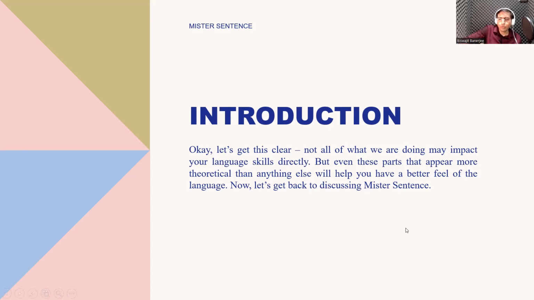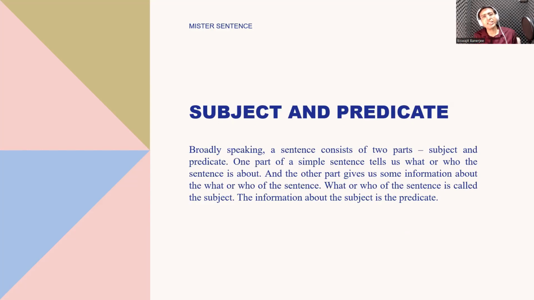Again, some problems with the presentation. Just 1 second. There. Subject and predicate. Now, don't tell me that you know what is a subject and what is a predicate, because I know you know it. And even if you don't, doesn't matter. Broadly speaking, a sentence consists of two parts, subject and predicate.